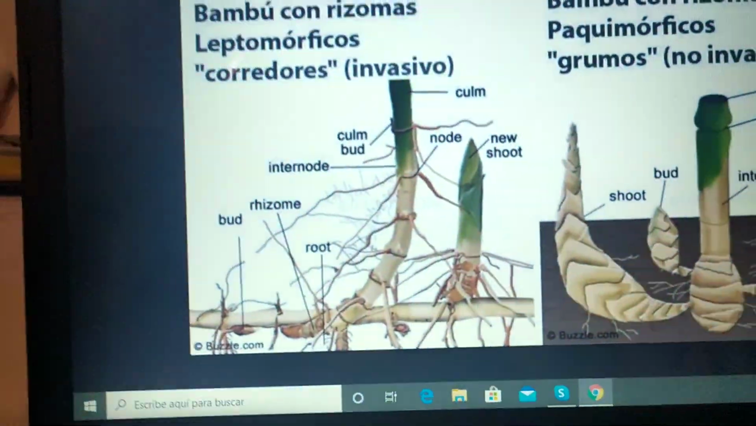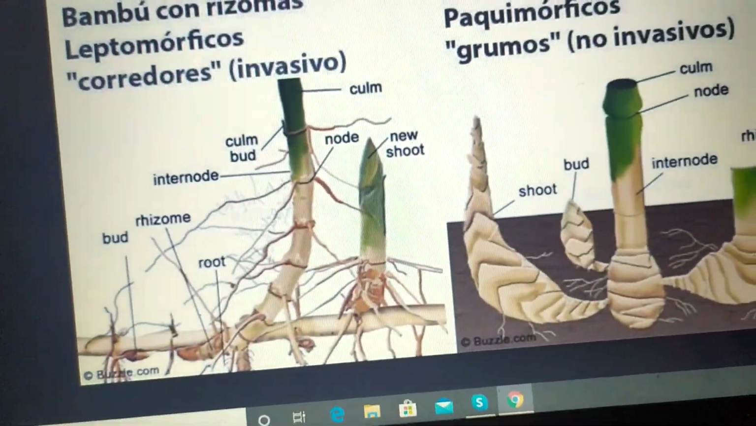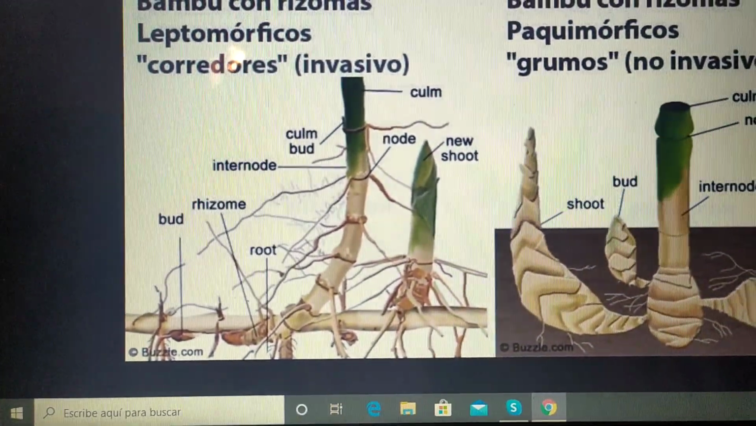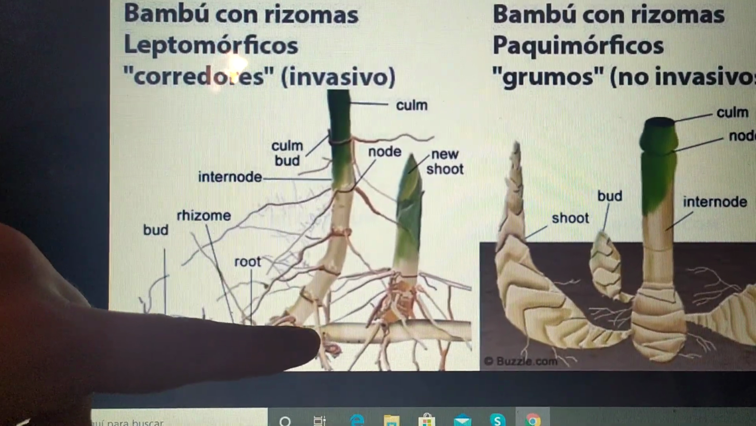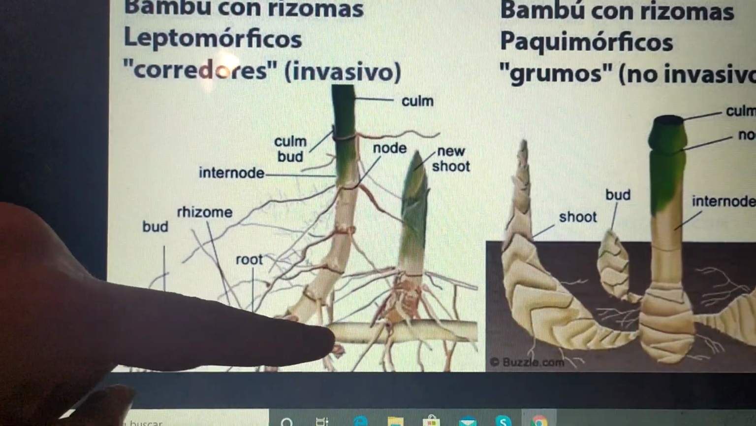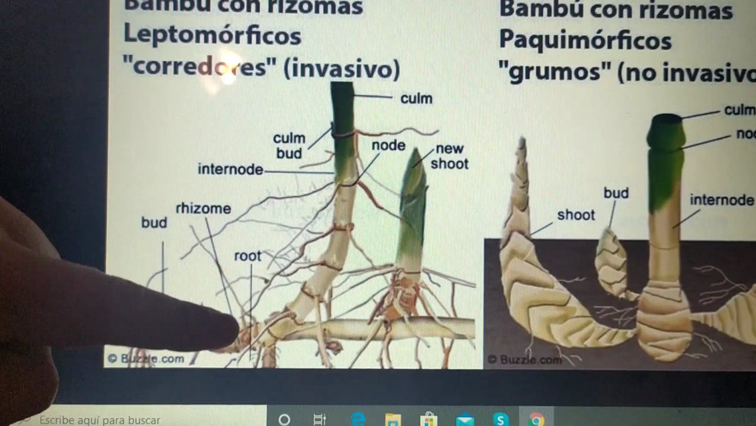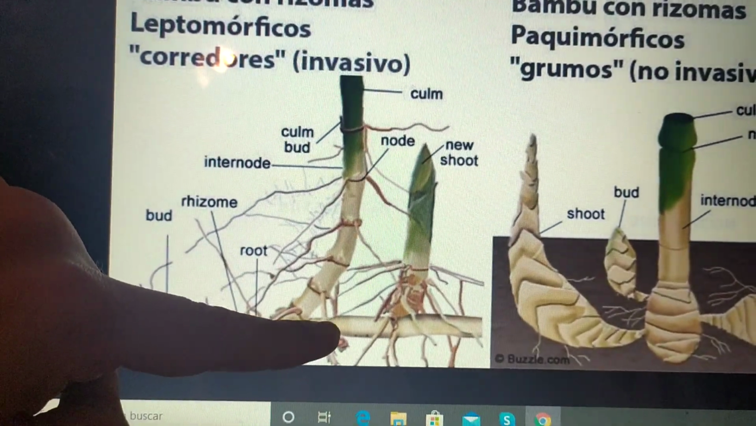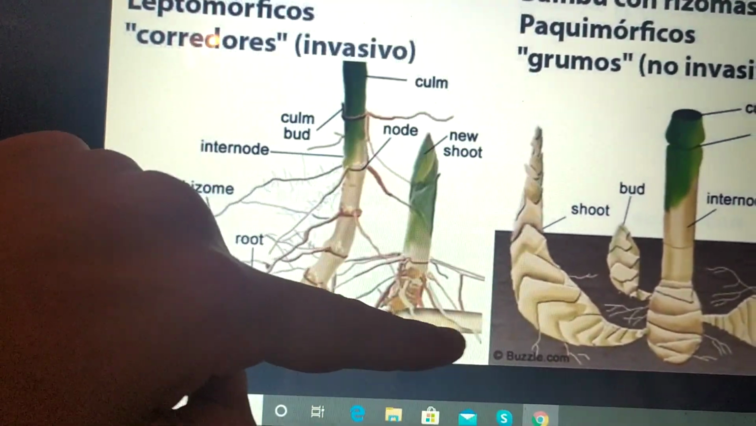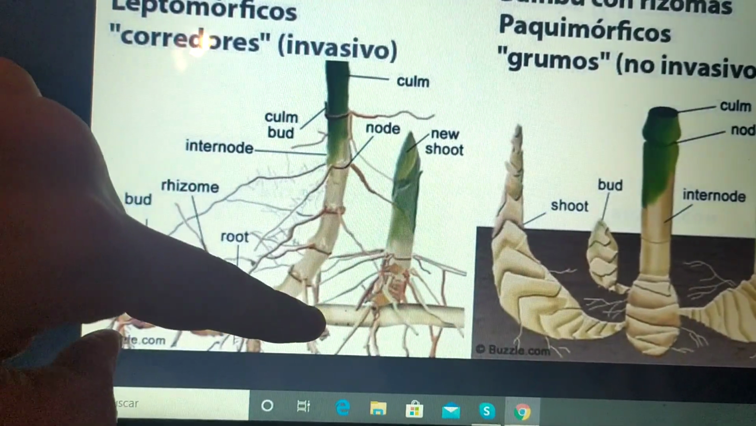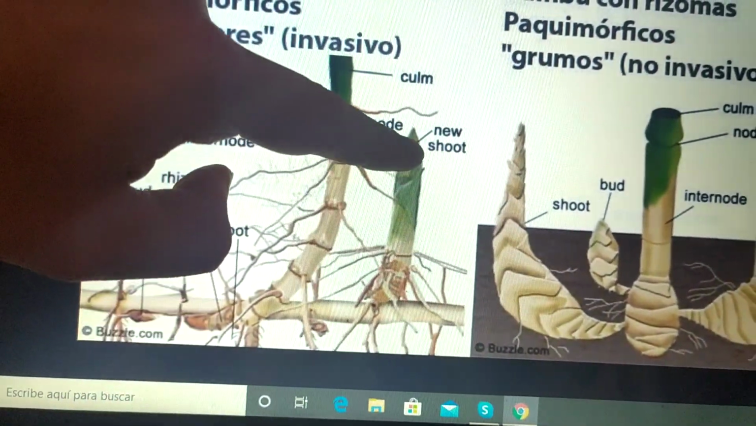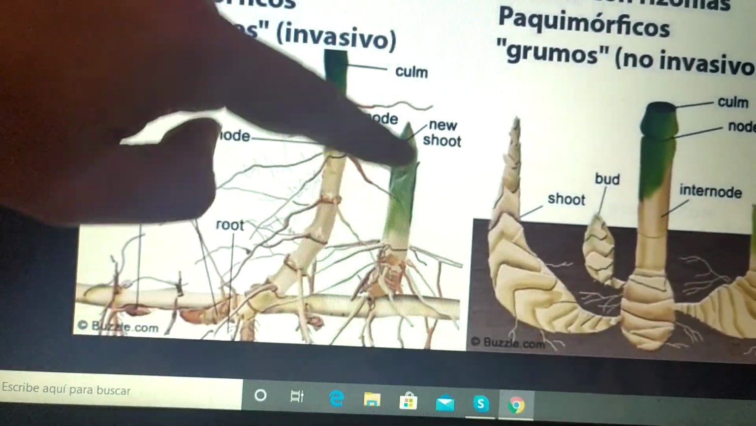This is an example, the bamboo. In the case of the bamboos, okay, they produce these stems underground, okay. These are the roots. You can see the roots, but the rhizome is this one, and it's the stem, okay. And from this stem, from this rhizome, can grow a new shoot of bamboo.